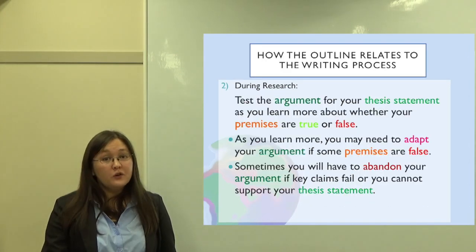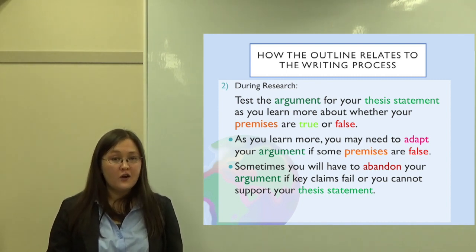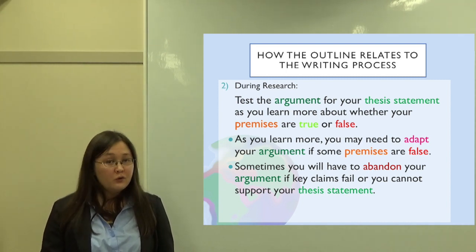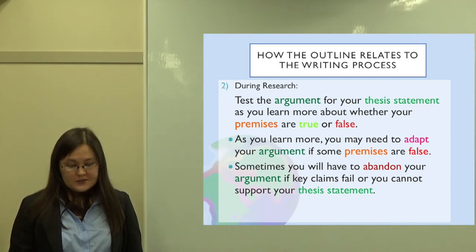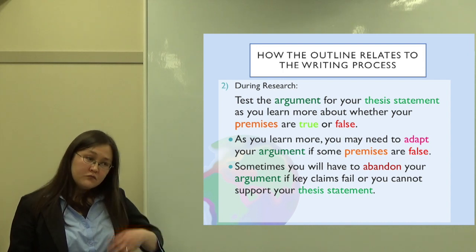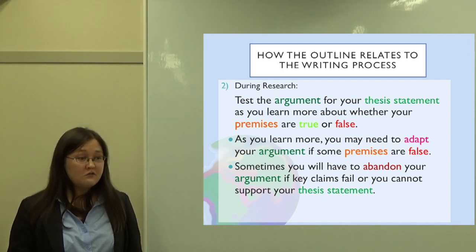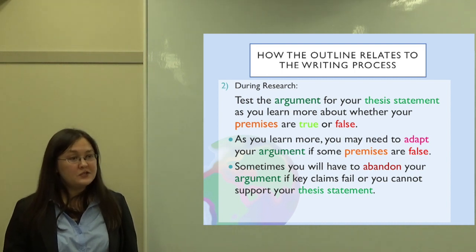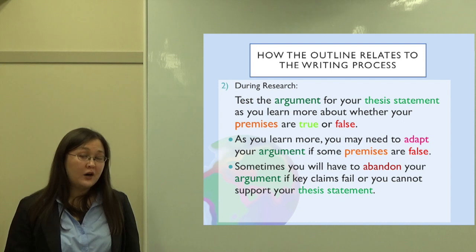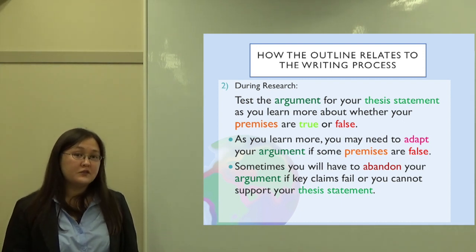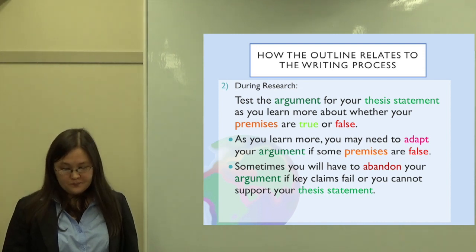At this time, when you're researching, you're testing, you're checking whether the argument for your thesis statement will work or not, whether your premises are true or false. As you learn more, you may need to change your outline. That's perfectly fine. If you find out that one of your premises was wrong, you can change to a different premise. The outline will help you to know which part to change and which parts you don't need to change.